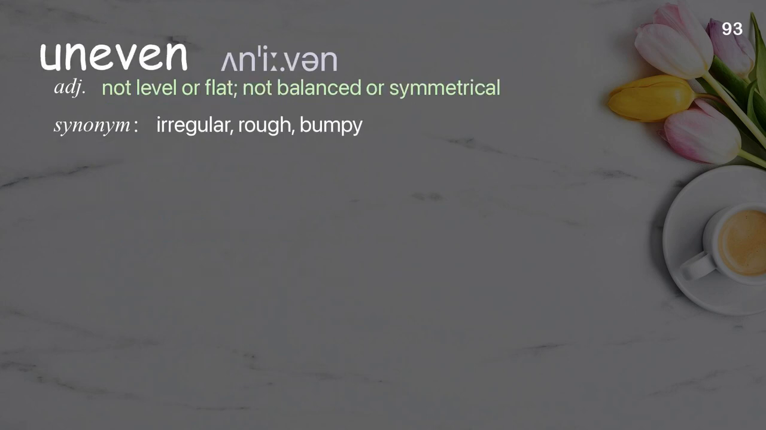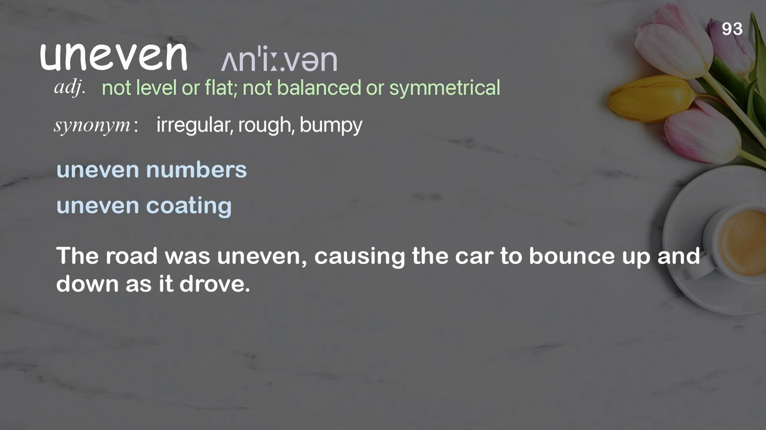Uneven: not level or flat, not balanced or symmetrical. Examples: uneven numbers, uneven coating. The road was uneven, causing the car to bounce up and down as it drove.